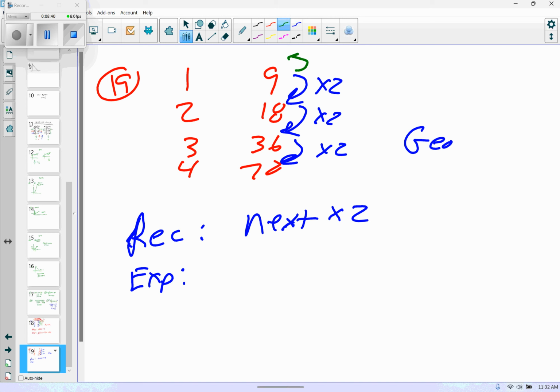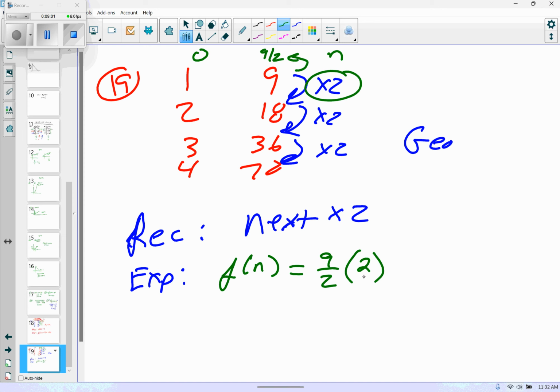well, let's go back this way. Okay, can I find that 0 term? If I multiply by 2, then that'd be 9 over 2. That's that first term. Cool. So now we can use this. That means I can just use n. So I have f at n is equal to that first term, 9 over 2, times our multiplier raised to the n power. And that's all we have.